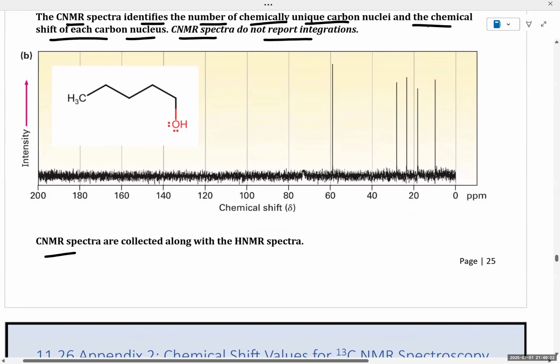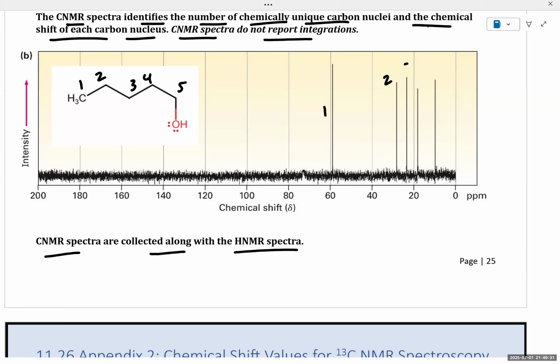Oftentimes, carbon NMR spectra are collected along with proton NMR spectra. As you can see, in this case, we have 5 unique carbons, and thus we see 5 unique signals. And we can differentiate those carbons based on their chemical shift.